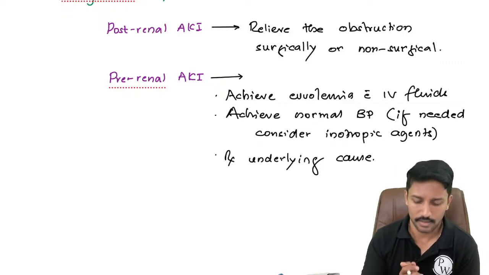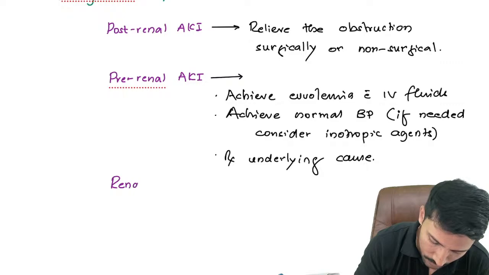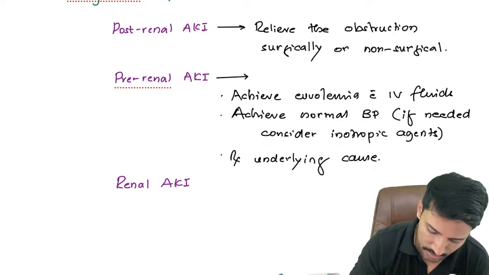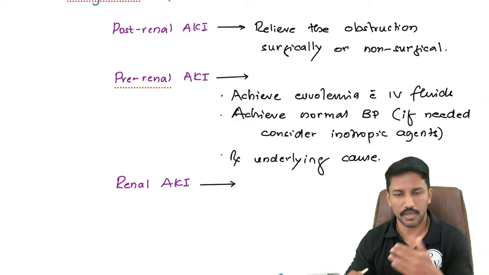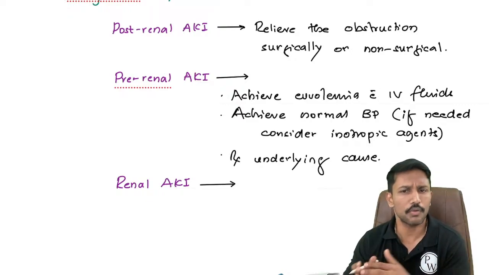And if it is renal AKI, it is of course treating the underlying cause, because it can be acute tubular necrosis, it could be glomerulonephritis, it could be interstitial nephritis. So if it is glomerulonephritis, we have to treat the underlying cause.